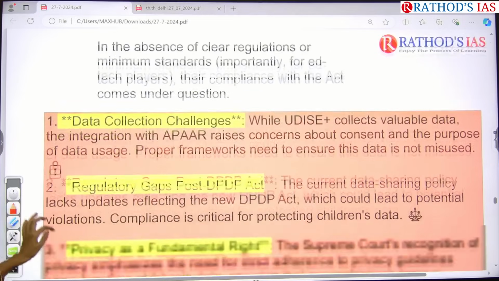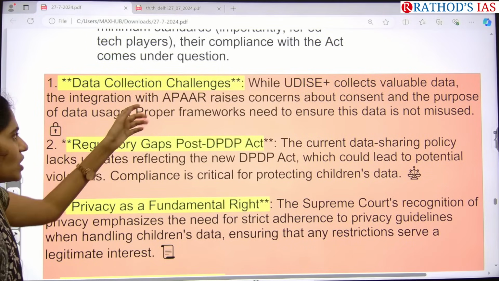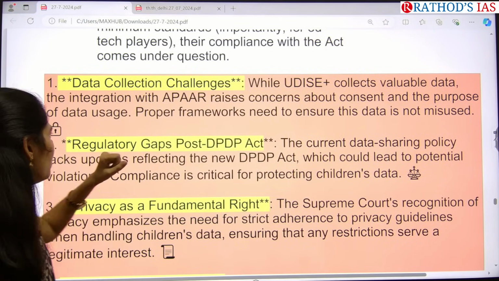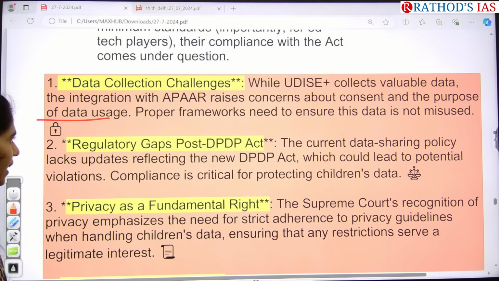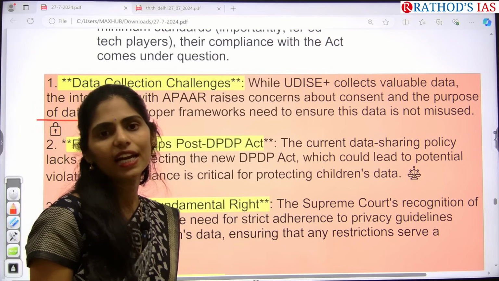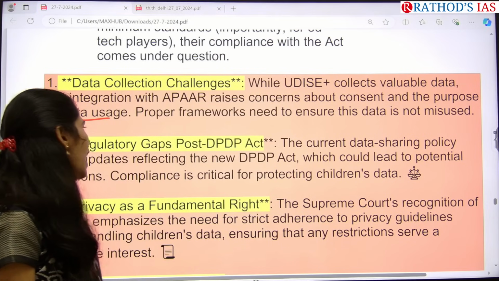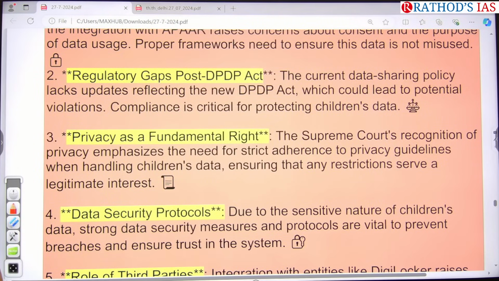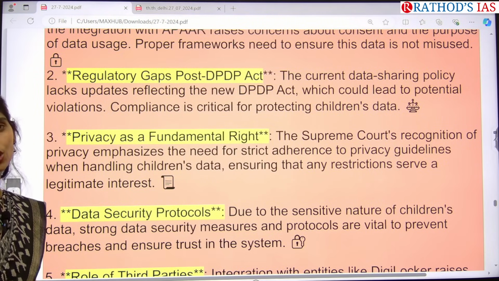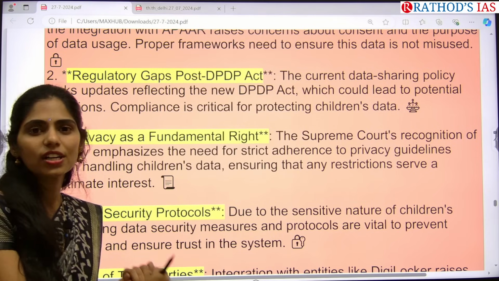So this article is saying that whenever this UDISC plus is collecting this valuable data, there are some concerns regarding what the purpose of collecting the data is and how they are ensuring that the data is not misused. And next, even in this Data Protection Act we are having some loopholes. So that is also one issue, that it is not protecting this children's data.